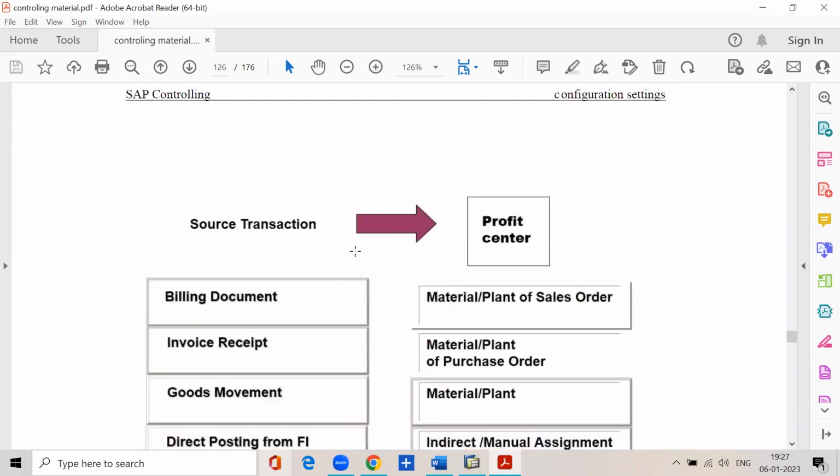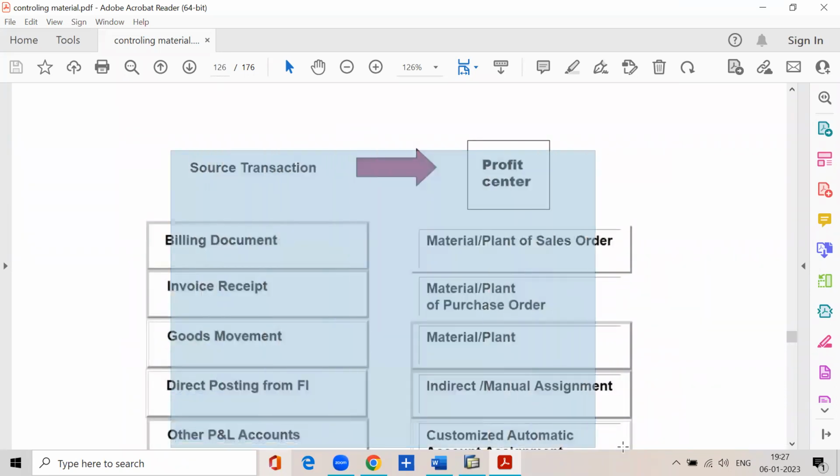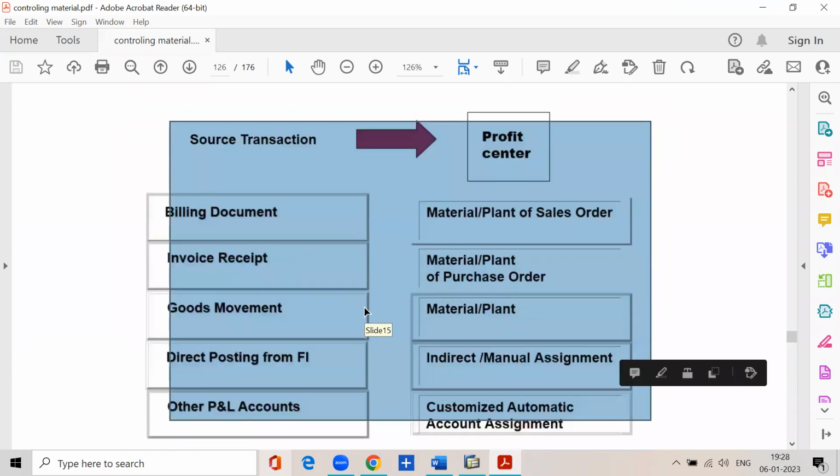So here, these slides I will explain to you later. You cannot understand at this point of time.